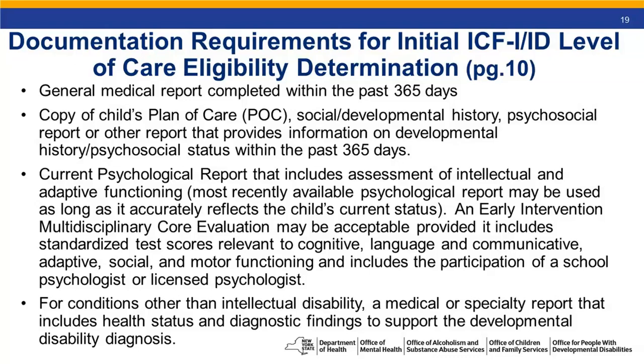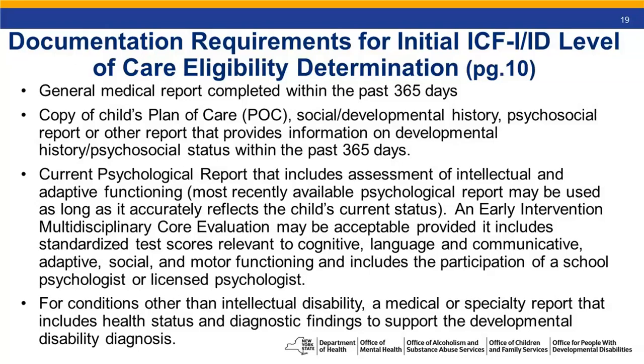So I'm just going to kind of go over what's needed here on the slide, and if others want to chime in, if I maybe missed something, feel free. So requirements: a general medical report for the child completed within the last 365 days, a copy of the child's plan of care, social developmental history, psychosocial report, or other report that provides information on the child's developmental history and or psychosocial status within the last 365 days.